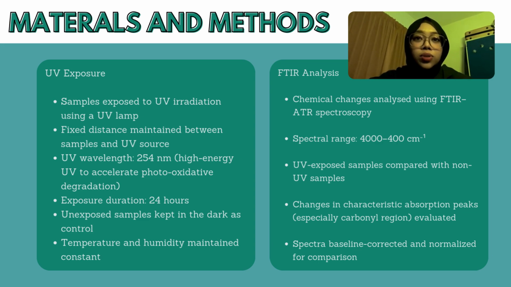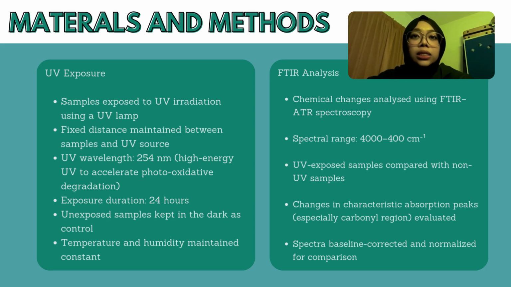After UV exposure, chemical changes in the polymers were analyzed using Fourier transform infrared spectroscopy with ATR mode. FTIR spectra were recorded in the range of 4,000 to 400 inverse centimeters and compared with non-UV samples. Changes in characteristic absorption peaks, particularly in the carbonyl region, were used to evaluate the extent of UV-induced photooxidative degradation.